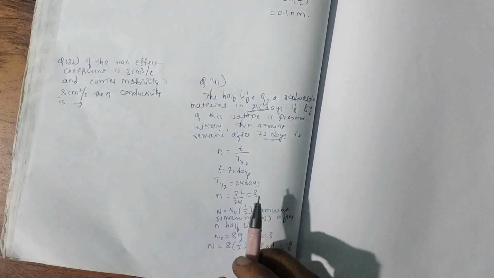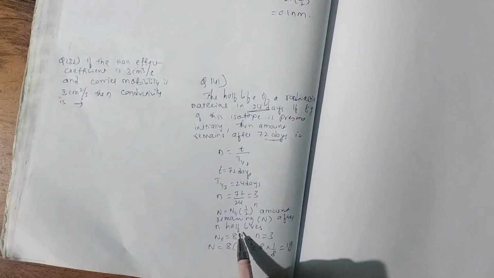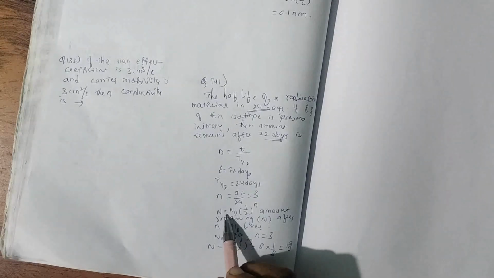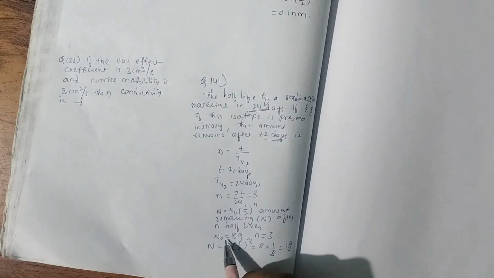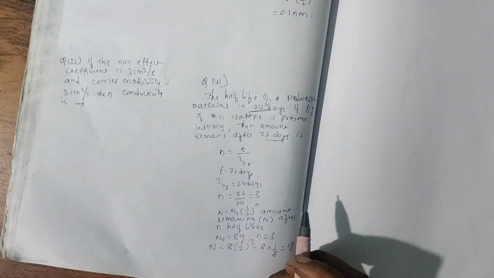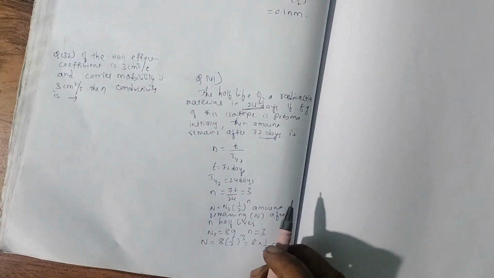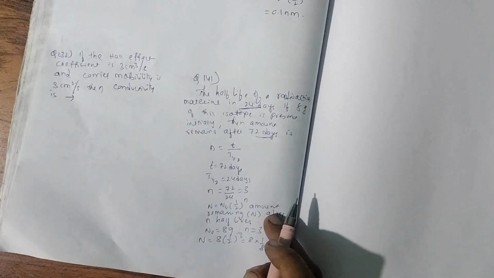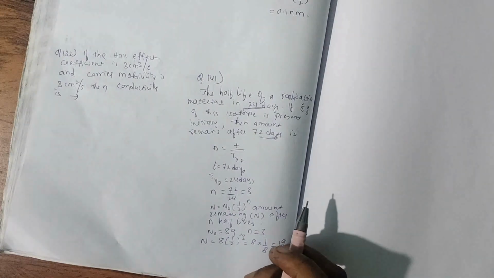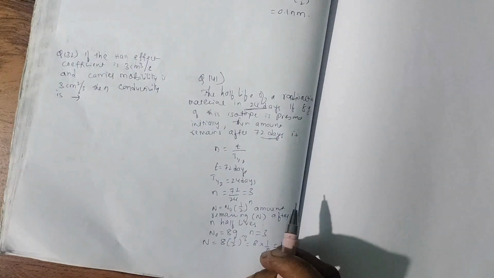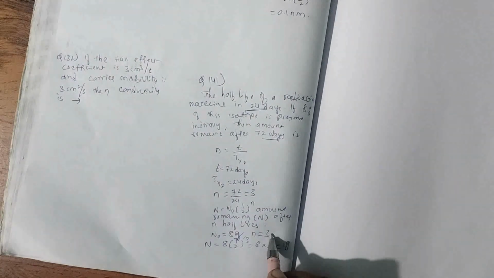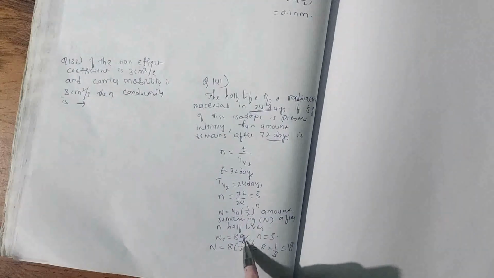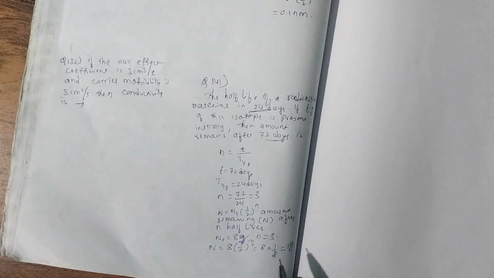But actually what is the N value? The amount remaining after n half-lives is N equals N naught into (1 by 2) to the power of n. N naught, he gave us the radioactive substance, 8 grams. N naught is 8 grams, and n is 3 here. So we get 8 into (1 by 2) whole cube, that is 8 into 1 by 8, which equals 1 gram.